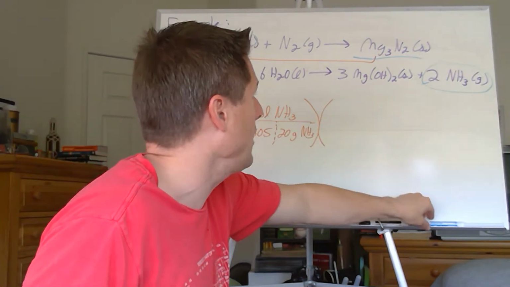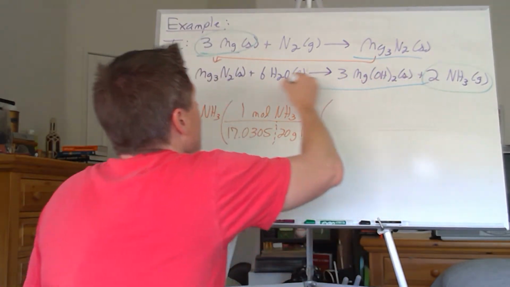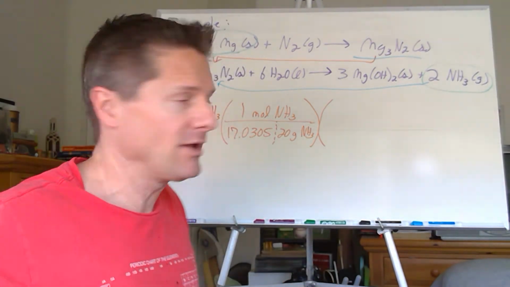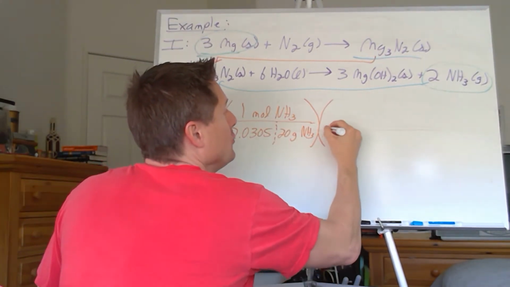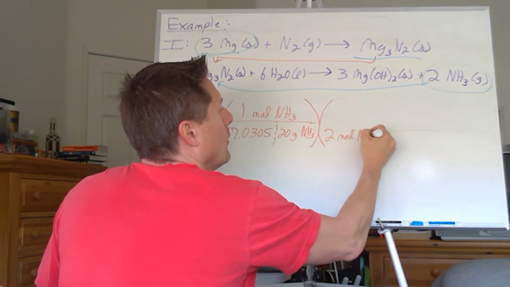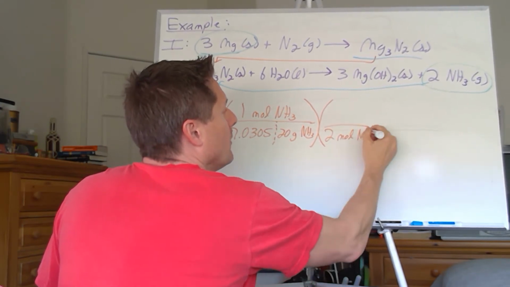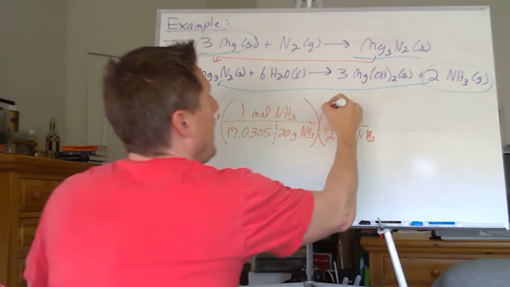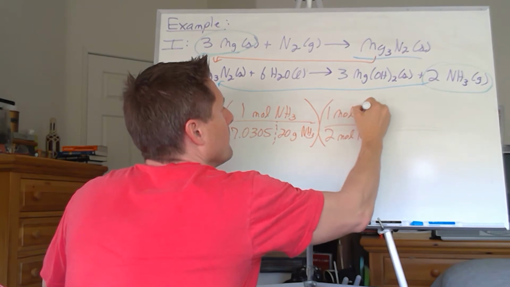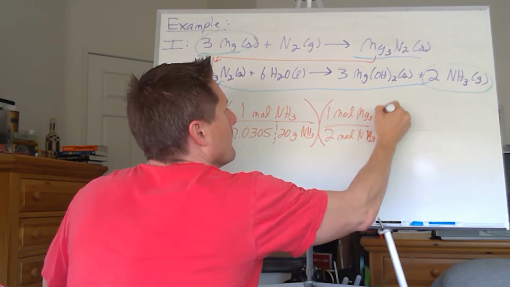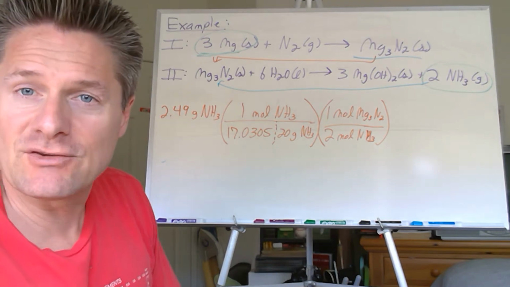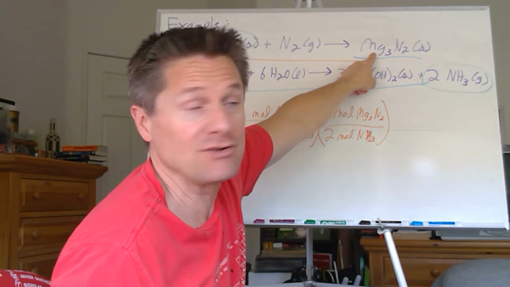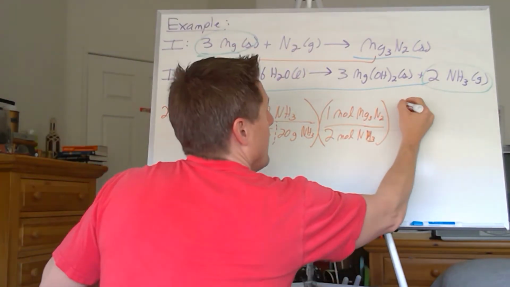Now that we're in moles of ammonia, let's do that 2-to-1 mole ratio. Let's set that up. So I have 2 moles of ammonia. See that 2? And that's going to go to 1 mole of magnesium nitride. Stoichiometry step. Boom, boom, check. And once I'm there, now I can go from magnesium nitride to magnesium.